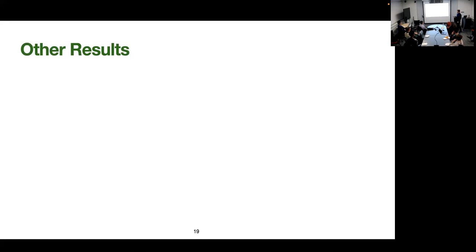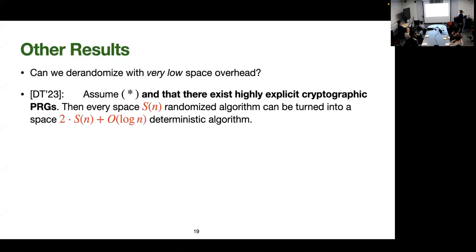So we proved some other results using our techniques. And one thing that we address is the question of whether we can de-randomize with very low space overhead. There was this recent work of Doron et al., which said, assume some hardness to randomness type thing that I'm not going to explicitly state, and that there exist highly explicit cryptographic PRGs. So this is just the notion of a PRG from cryptography.